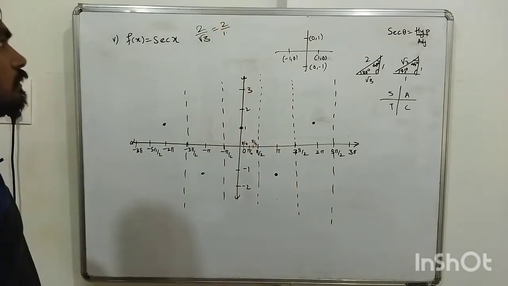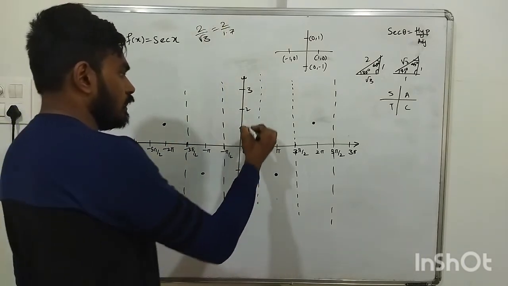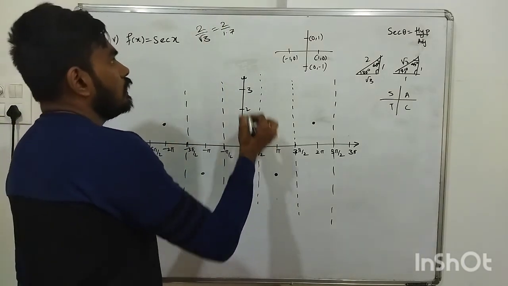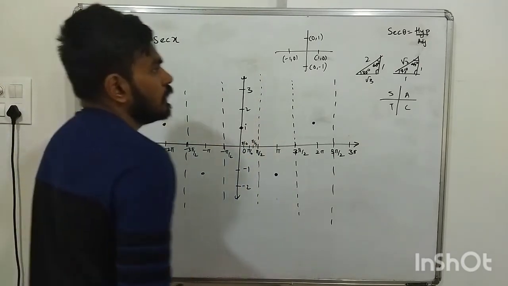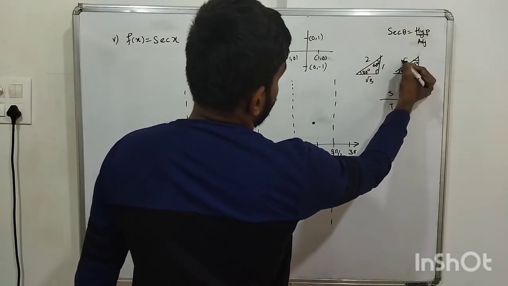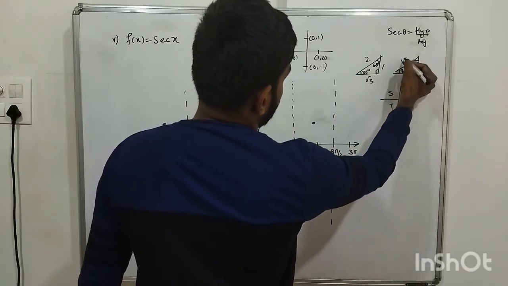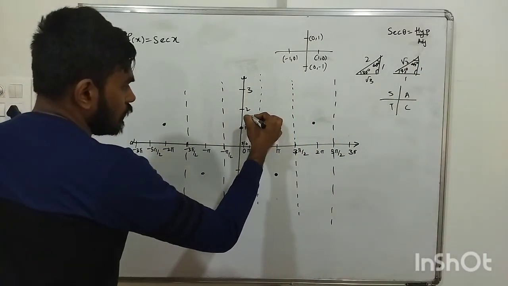Okay. Understood? No? Obviously it is greater than 1, correct? So it will be somewhere here, greater than 1. Then pi by 4. Sec of pi by 4 is what? Sec of 45 degree, hypotenuse is root 2, adjacent is 1. So root 2 upon 1, root 2, which is nearly 1.4. So it will be here at the top.